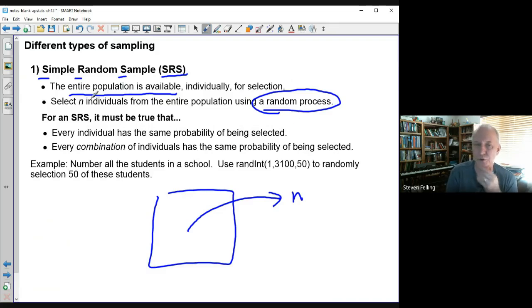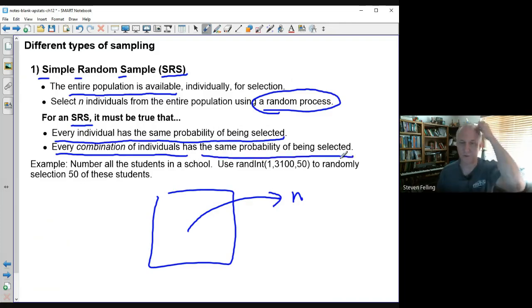And here's what has to be true for something to qualify as a simple random sample. Every individual in the population has to have the same probability of being selected, and every combination of individuals has to have the same probability of being selected. So for example, let's say we had all the students in a school. There were 3,100 students, and we wanted to select 50 of them, right? So we might select 50 numbers from 1 to 3,100, where the numbers 1 to 3,100 have each been assigned to one of the students. So when we select all 50 out of this list of numbers, then we're randomly selecting 50 students, and that's an unbiased sample, a simple random sample.